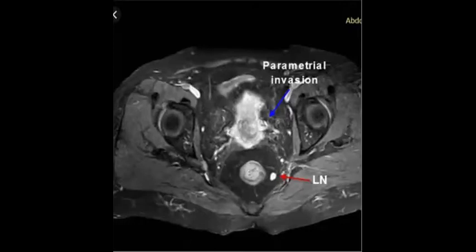We mentioned that B is for parametrial in stage 2. For 3, it will reach the pelvic wall. So do you consider it as 2B or 3B? Yeah, 2B. Why? Because it doesn't reach the pelvic wall, so that's just 2B. But there is parametrial invasion. Yes, there is extension with parametrial invasion. Okay, I will try to show you something else more obvious.